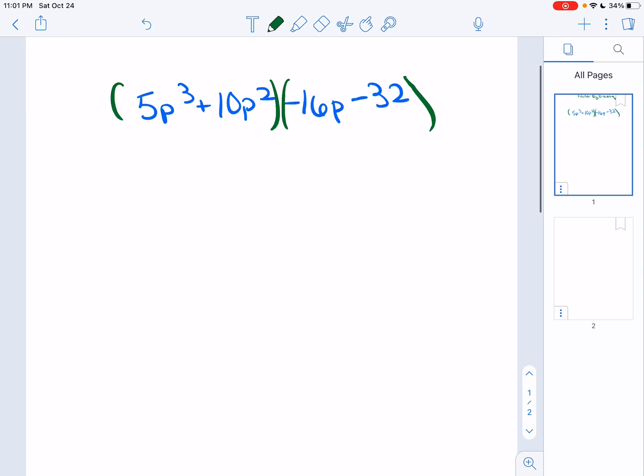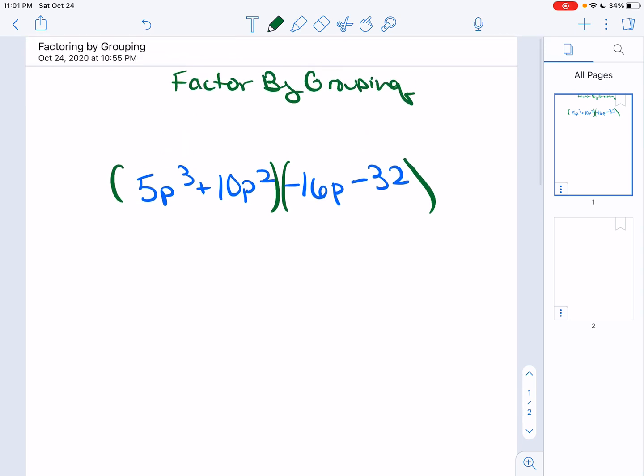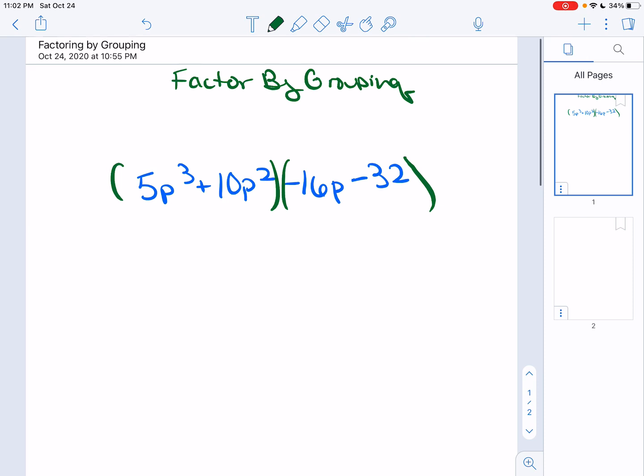If you don't know how to find a GCF, now would be a good time to stop this video and go watch the GCF video. Alright, so let's pull out a GCF from the first 2 terms. We're going to pull out a 5, because that is the biggest thing that can be pulled out between 5 and 10. And let's pull out p squared, because that's the biggest thing that can be pulled out. What's left is just p plus 2.